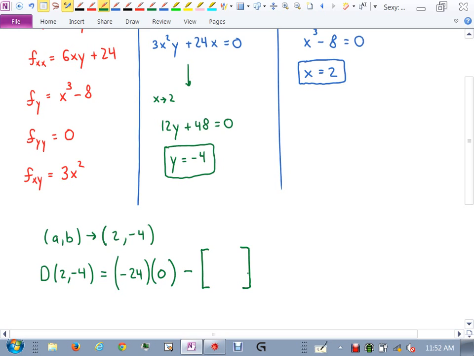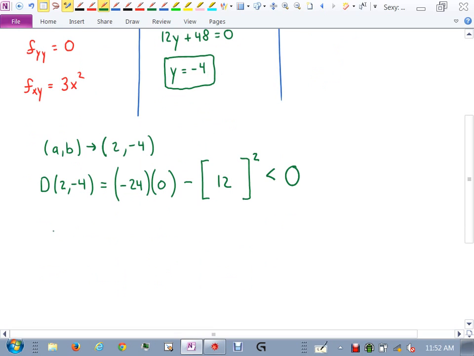So what is fxy at the point 2? Just so we have it, okay? What is this last part here? 12, right? 12 squared? And this whole thing is negative, which means we have a saddle, right? So I have a saddle point at the point 2, -4, and then you've got to go plug that in.